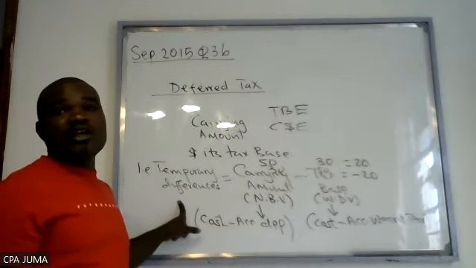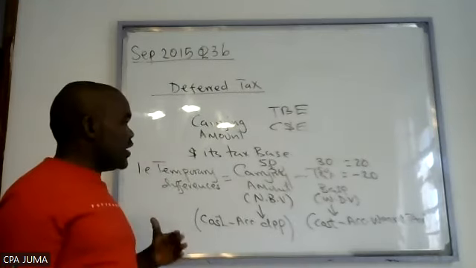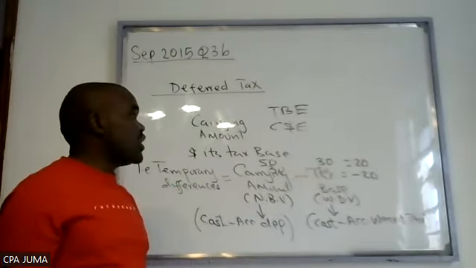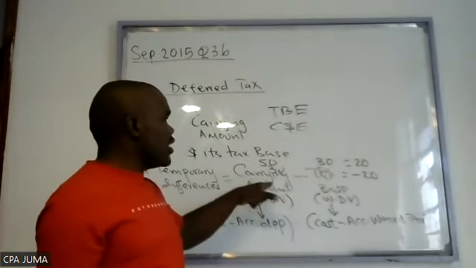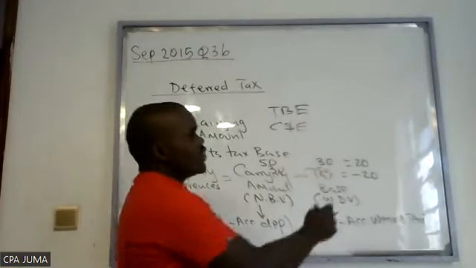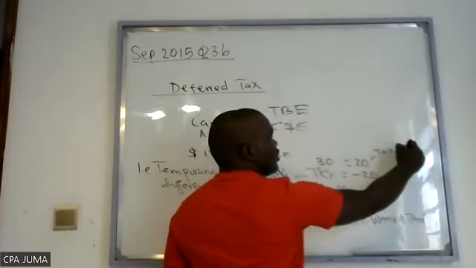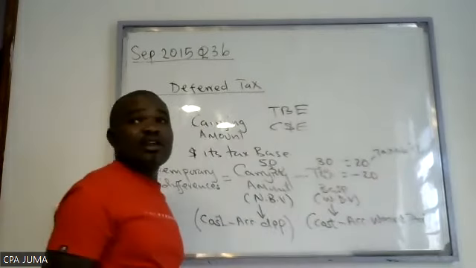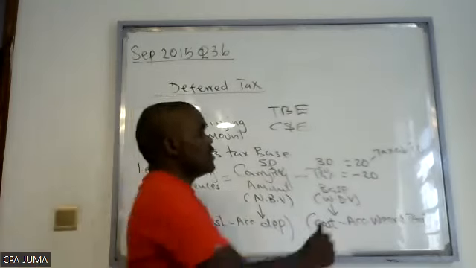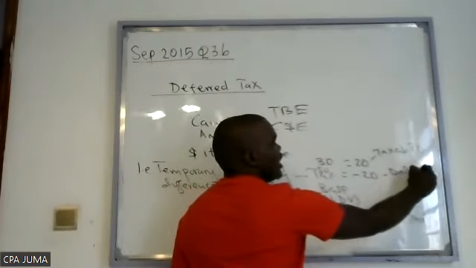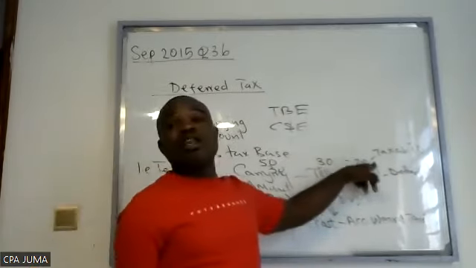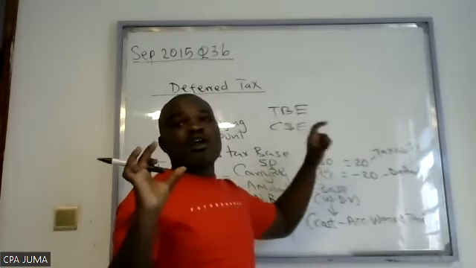So temporary differences are classified into two, depending on whether the carrying amount is more than the tax base or less than the tax base. If the book value is more than the tax base, that is positive, and this one is called taxable temporary differences. If you have a negative temporary difference, where the book value is less than the tax base, then we talk of deductible temporary differences. Taxable becomes a liability. It gives rise to deferred tax liability.